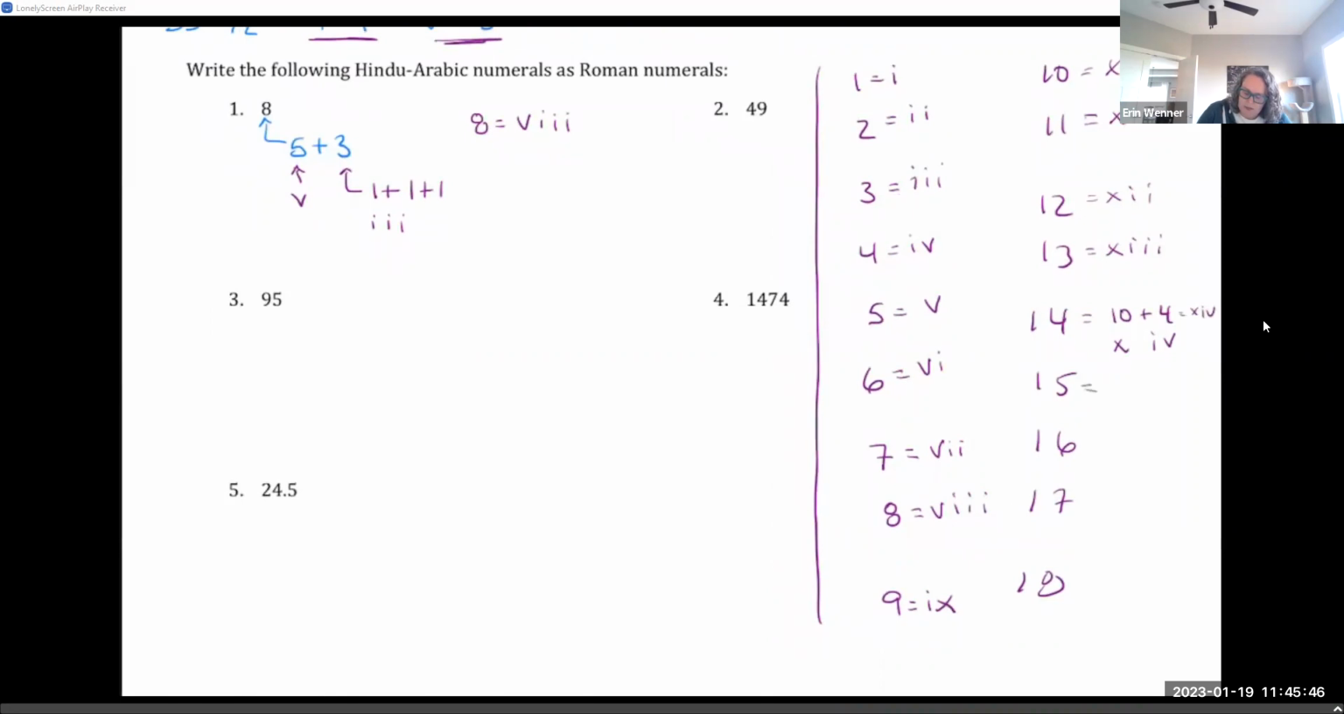Number 15 is going to be XV. Number 16 is going to be XVI. Again, you can see how we're breaking these up into pieces, thinking about place values. We have a tens position and then the ones position. We already know that 6 is VI. 17 is XVII. 18 is XVIII. And then I want you to make a prediction about what 19 is and send it to me in a direct message, please.